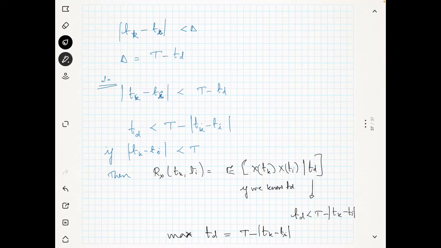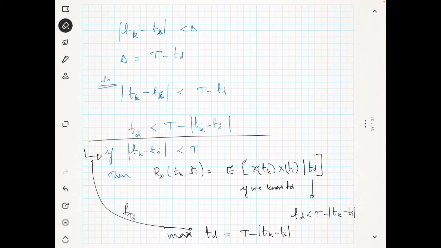We are expressing this condition in terms of td, because we know that td is a random variable with some density function, and we know what the density function is, so we are making use of that idea. Okay, so the maximum value of td is capital T minus the absolute value of tk minus ti. If td crosses this limit, then it will be the next pulse, it will not be in the same pulse.